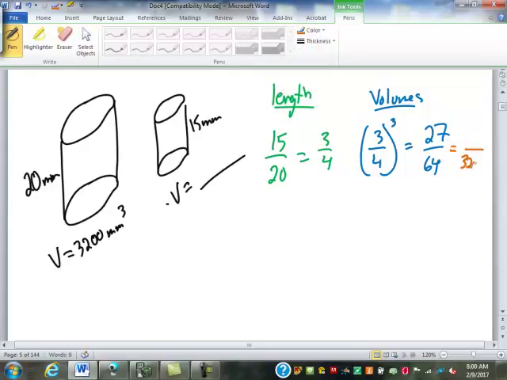3,200 goes on bottom. Cross multiply and divide, we get 1,350. As long as you keep them matched up. Yeah, you could have 20 over 15, but then the 3,200 would be on top because it goes to 20. Yeah, it should work out the same.